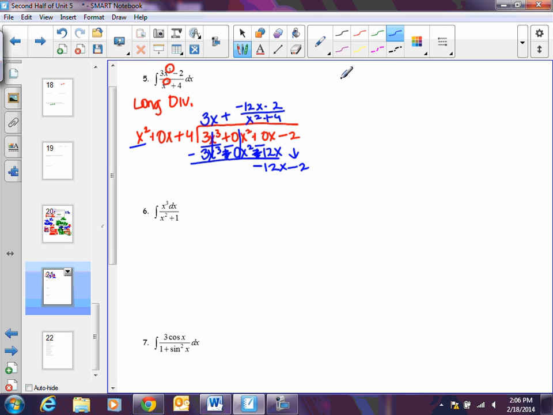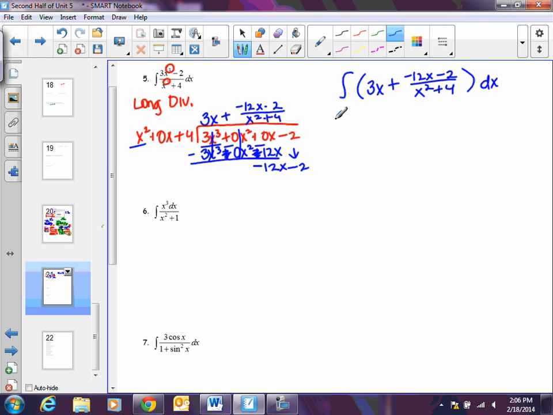Okay, so essentially this is what I have now. I have 3x plus negative 12x minus 2 all over x squared plus 4. Okay, ignoring the 3x for a minute, look at this part. This is just like the one we worked. So I'm actually going to break this up into how many integrals?